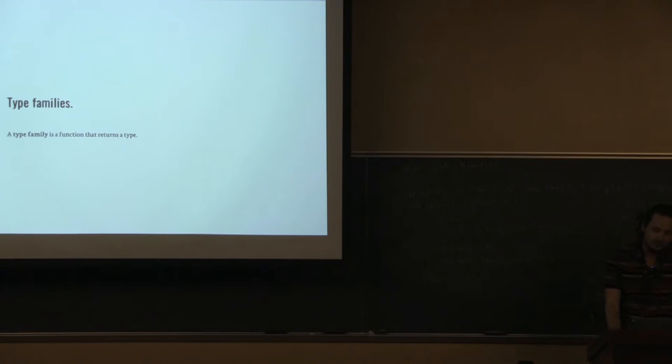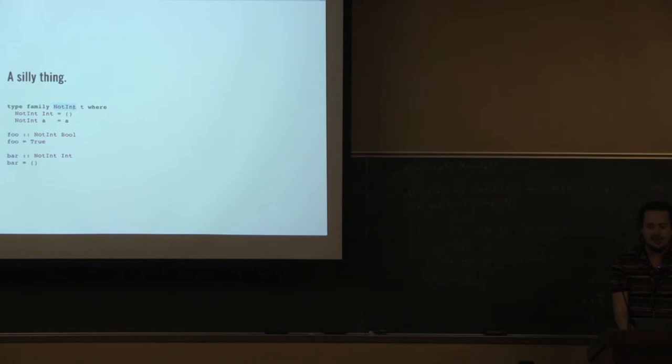So we've got this silly example here, right? I've got this type family called NotInt, and it takes some type, t. And if that t is an Int, I've said it's not an Int, so I'm going to return a unit type, right? Otherwise, if you give me an a, I'll just give you back the a. So I can pattern match on this type, and if it's the one I don't want, I'll just give you something else.